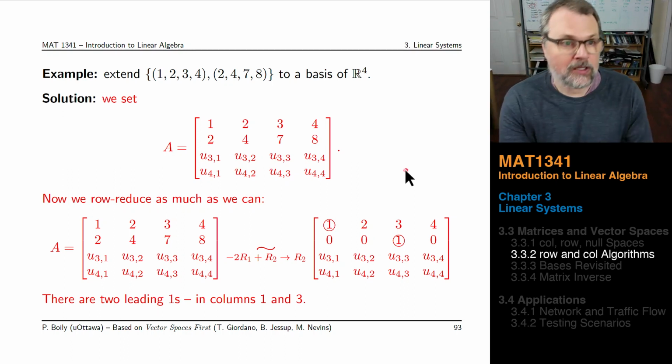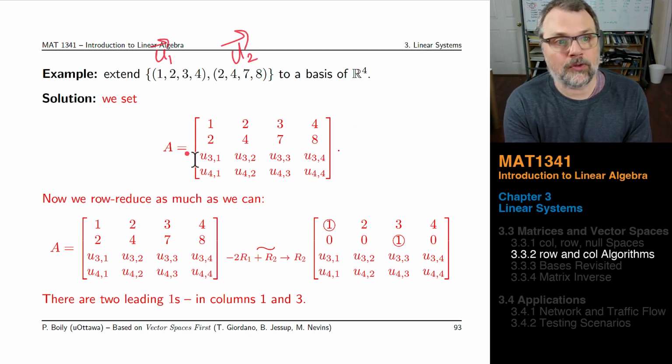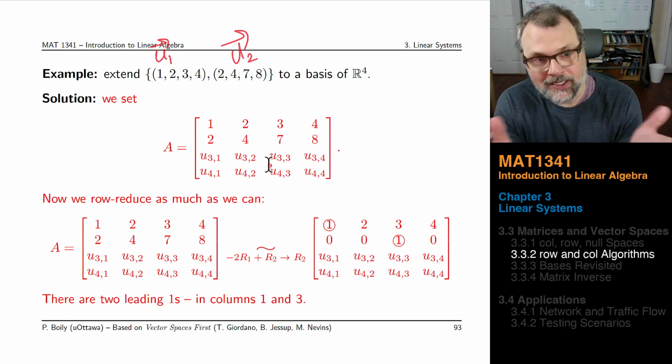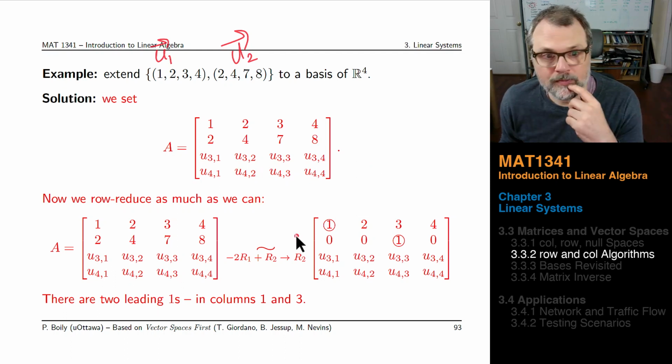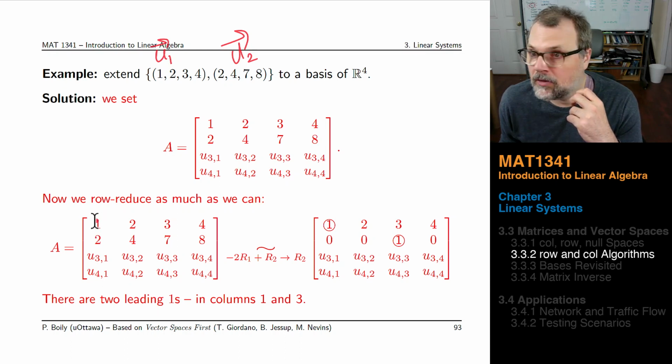U1 is going to be that first vector. U2 is going to be the second vector. I place those in the first 2 rows of my matrix A, and then I have 2 more rows to fill up. Okay, so we row reduce as much as we can using the part of the matrix that we know. I'm trying to create a 0 here underneath the leading 1 for the first row.